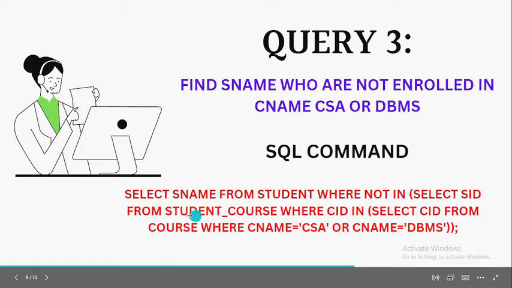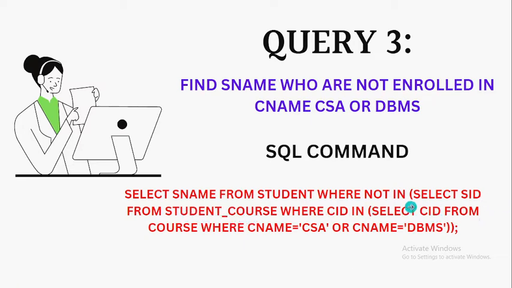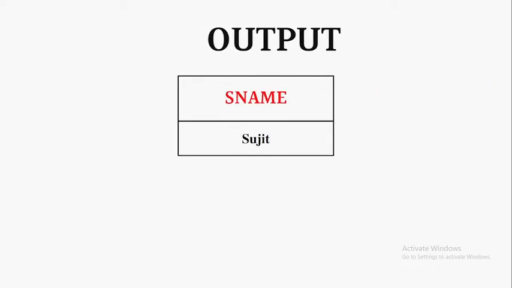Based on that we will match with our next outer inner query, which is going to generate SID, and with the help of this SID we will generate the name of the student. So in this way, from the innermost query to the outer query, we will generate our output. So our output will look like this. Here we will have the name of the student Sujit.